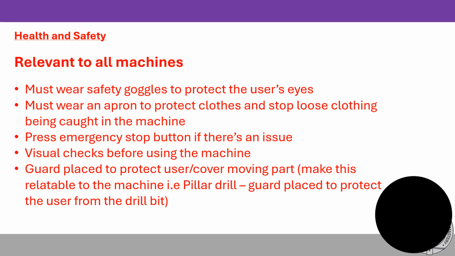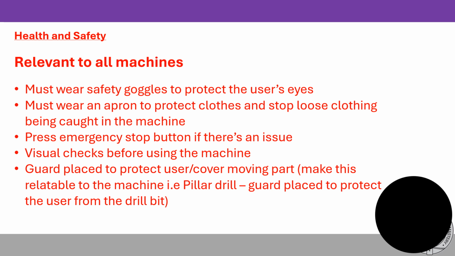Okay, please in the exam don't write down safety goggles, apron. You need to tell me why you're using safety goggles and apron. Some extra stuff here for you. Press emergency stop button if there's an issue. So anything that goes wrong with the machine, you press that emergency stop button. Visual checks before using the machine is a big one.